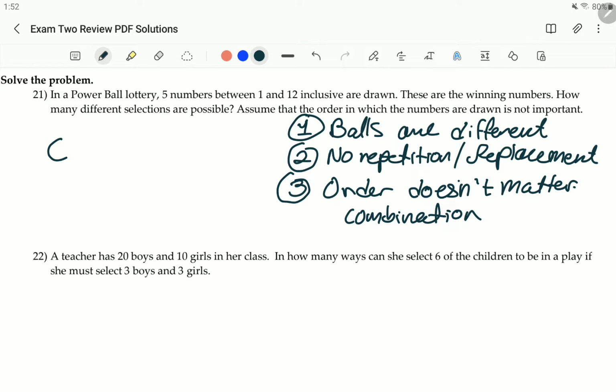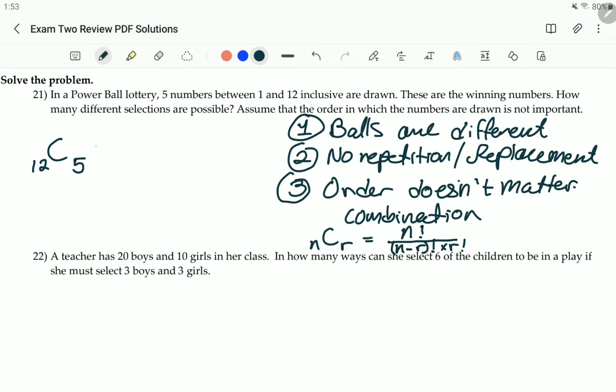You have 12 balls in total between 1 and 12, and you're choosing 5 at random, the order does not matter, there's no replacement, and the balls are each different because they have a different number. The combination formula says the combination of n objects choosing r with no order being taken into consideration is n factorial divided by the quantity of n minus r factorial times r factorial.